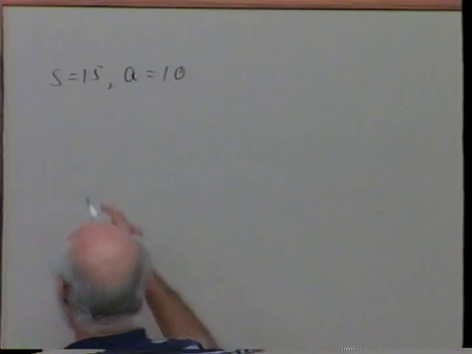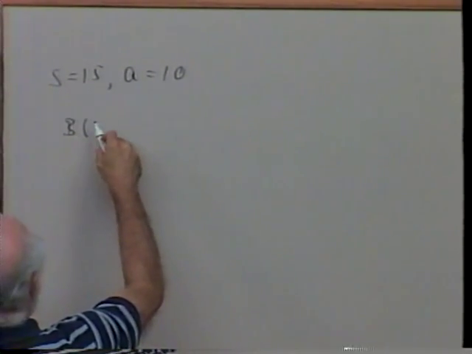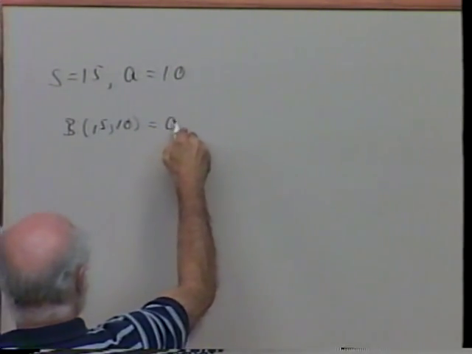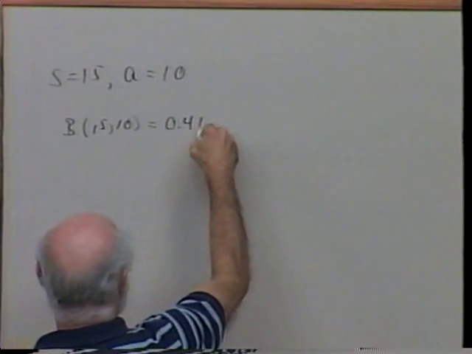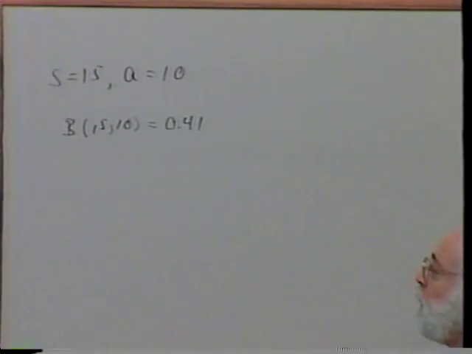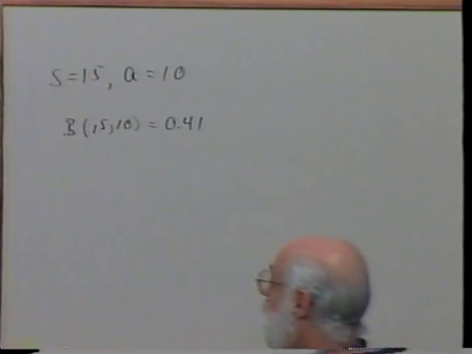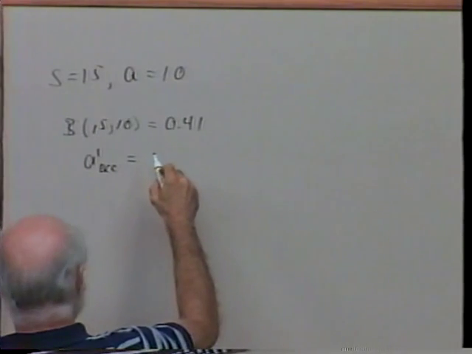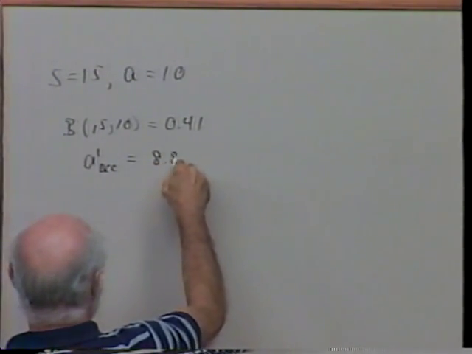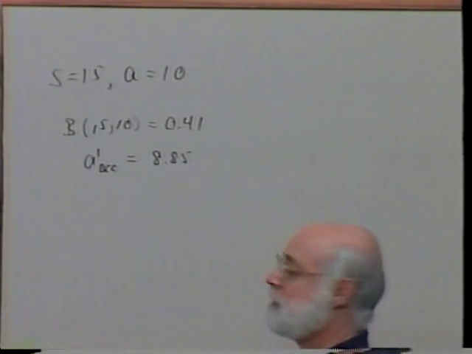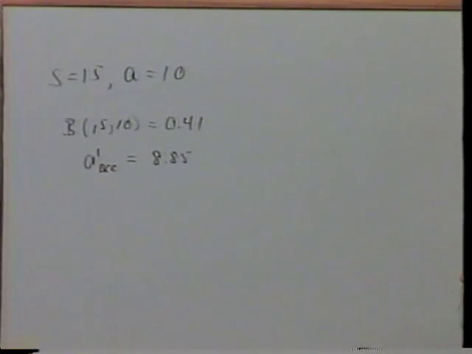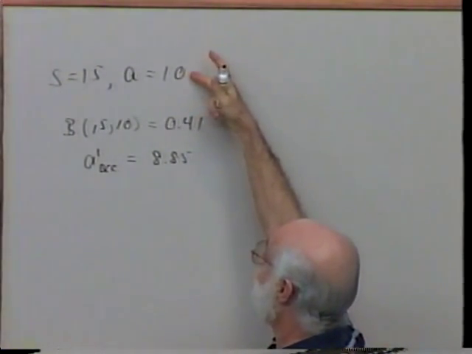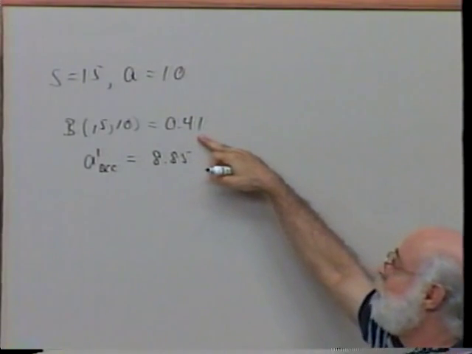And it tells me that the Erlang B value, so the Erlang B of 15, 10, is equal to 0.41. I'll get it down to 2 decimals. So 41% of the customers are blocked. The carried load in this case for Erlang B turns out to be 8.85 Erlangs. And that's what you get when you realize that you're offering 10 Erlangs, and 41% of those are going to be blocked.